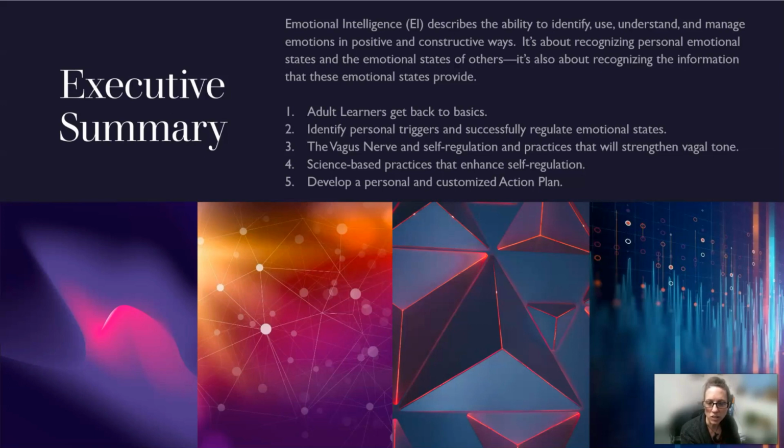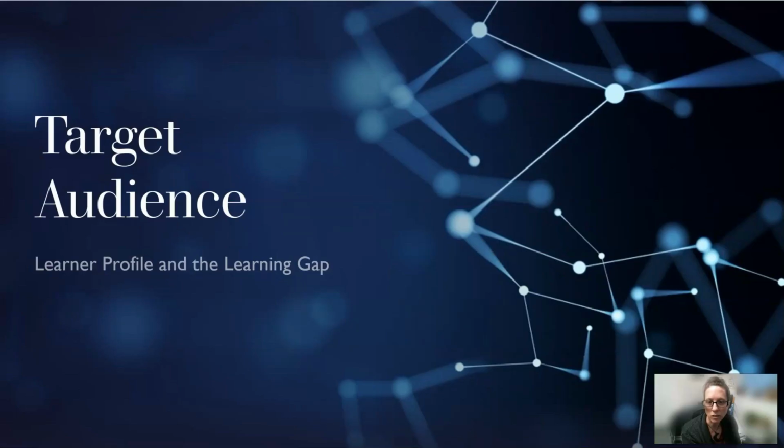This online course series has been designed to take adult learners back to the basics. They will learn to identify personal triggers and successfully regulate emotional states. They will learn about the role the vagus nerve plays in helping with self-regulation and practices that will strengthen vagal tone. They will learn about other science-based practices that enhance self-regulation. And finally, learners will develop a personal and customized action plan to implement once their coursework is complete.